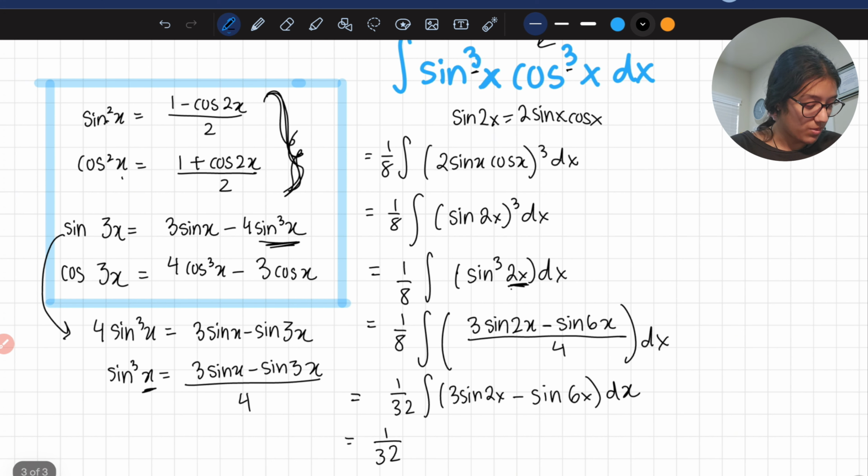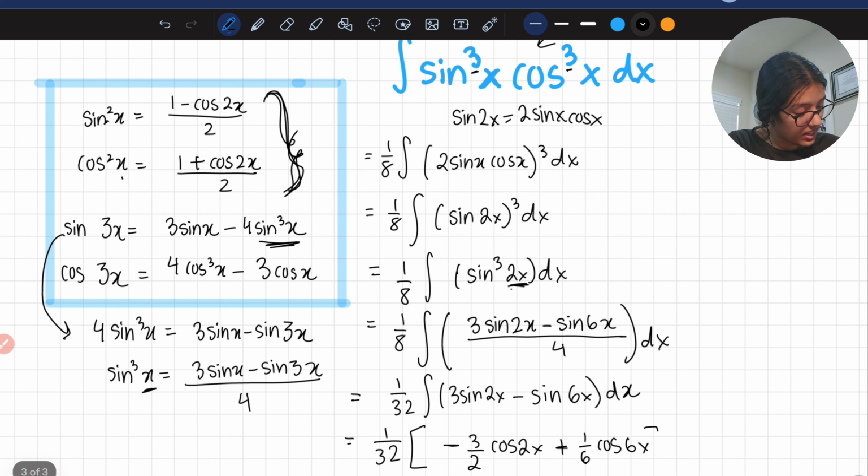So we're going to have 1/32. And for u substitution, I know this is going to be minus something cos 2x. This is going to be 3/2. This one is going to be plus 1/6 cos 6x. And then finally, we're going to add that plus c. And that is our answer.